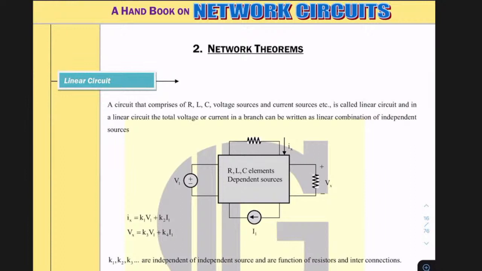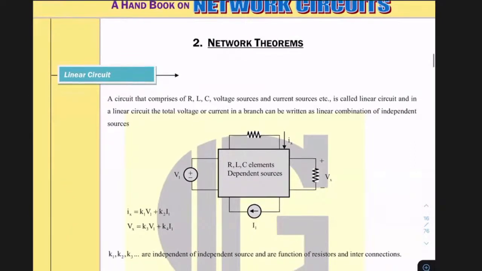So today I have selected the topic network theorems, and this is one important topic. Although there are so many theorems like superposition, Thevenin, Norton, reciprocity, Millman's theorem, compensation theorem, and so on and so forth, I can tell you, in 95% of the cases, the questions are generally targeted from the Thevenin and the maximum power transfer theorems.